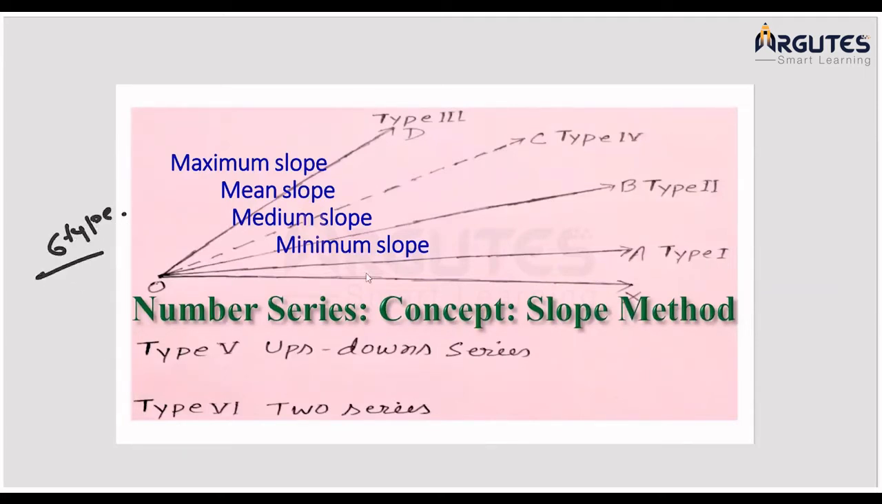Type 1 is named minimum slope. Type 2 is named medium slope. Type 3 is named maximum slope. In between the medium and the maximum slope, there is type 4, which is named mean slope. Then type 5 is the ups-downs series, and then type 6 is the 2 series. So we will learn one by one what is minimum slope, what is medium slope, what is mean slope, and so on.